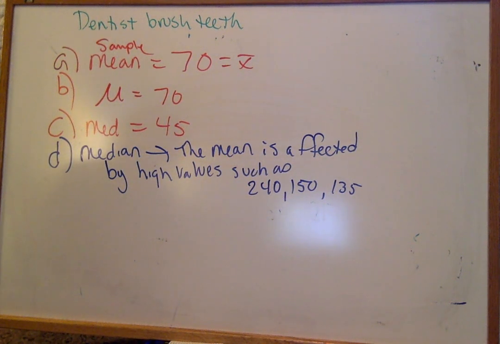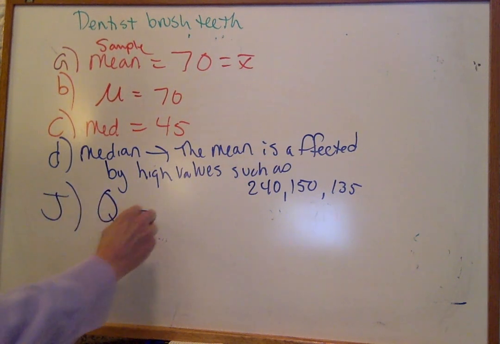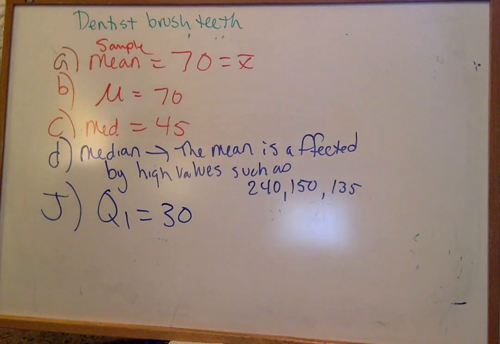We are not doing E and F. We did G. So part J is just making sure you know synonyms. The 25th percentile is Q1. That was just making sure you knew that Q1 was the 25th percentile.